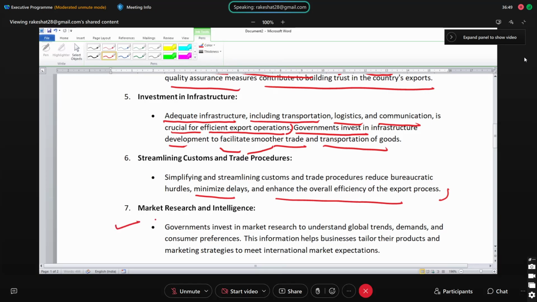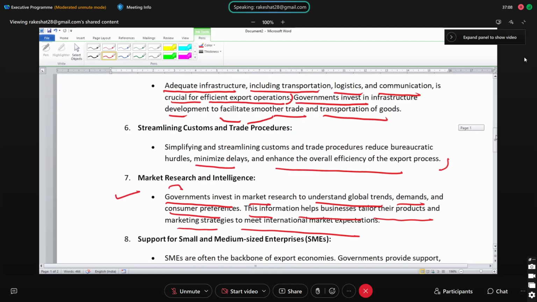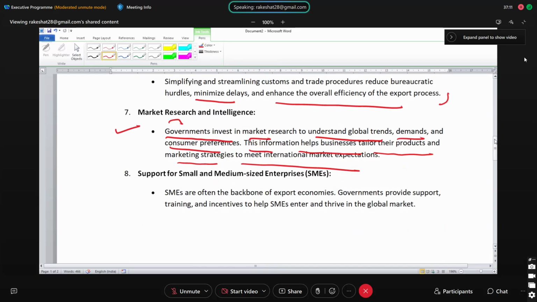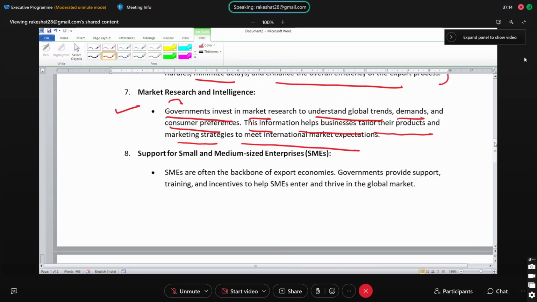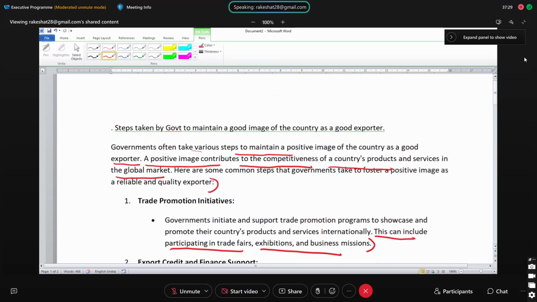Now, if you want to add, you can also add this point: market research and intelligence. The government invests in market research to understand global trends, demands, and consumer preferences. This information helps businesses tailor their products and marketing strategies to meet international market expectations. Last but not the least, support for small and medium-sized enterprises. SMEs are often called the backbone of export economies. The government provides support like training and incentives to help SMEs enter and thrive in the global market. So these are the points that you can include in the answer on the steps taken by the government to maintain a good image of the country as a good exporter.